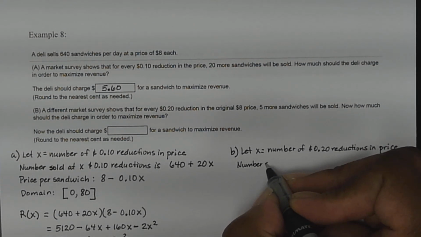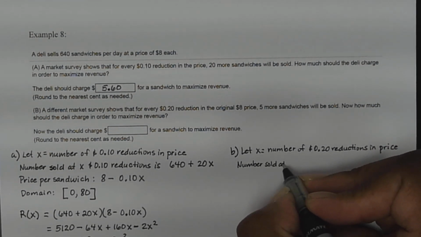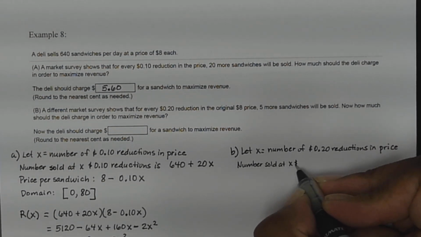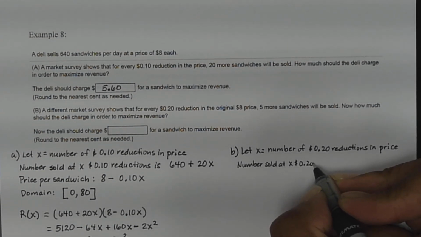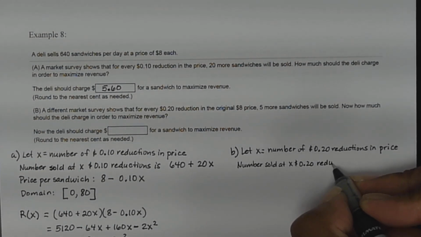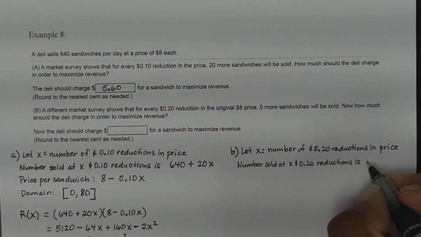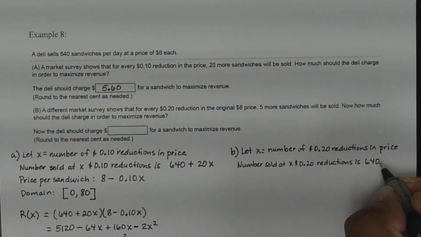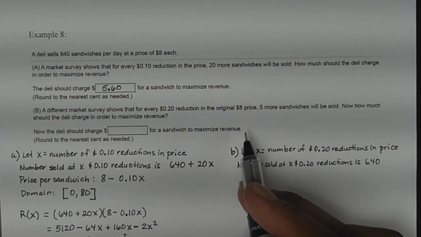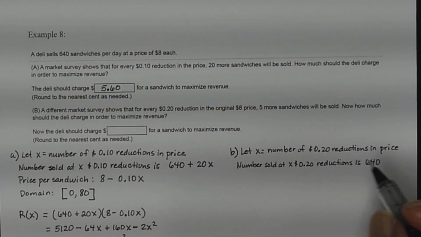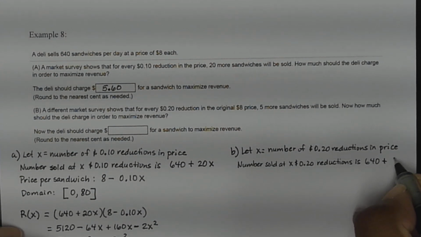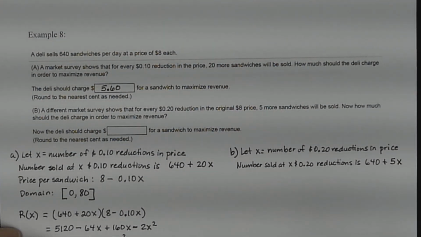Sold at X times the 20-cent reductions. That's the number of sandwiches. That's going to be, of course, 640 sandwiches that were sold per day. Here, 5 more sandwiches will be sold, so it'll be plus 5 times X.